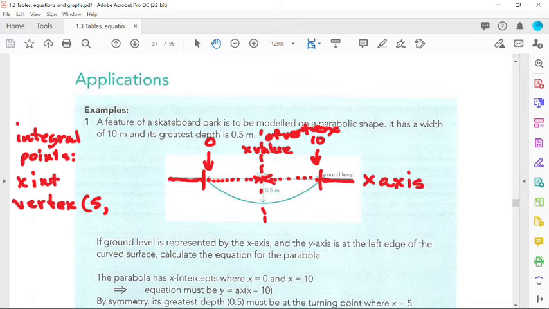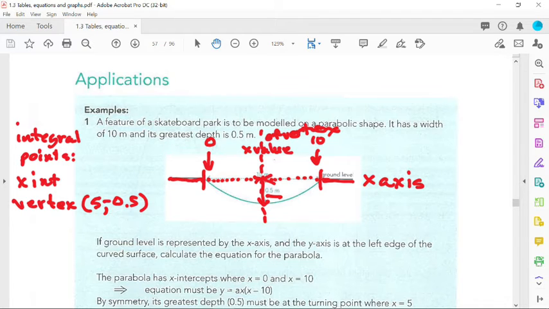Okay? And the vertex is another one of those integral points that they kept beating into you, right, as we went through these. Now, we need the y value. Well, the y value is how far up or down it is from the x-axis. And since we're using the ground as the x-axis, it tells us that this part is how far down? 0.5. Negative. Right? And it's down.